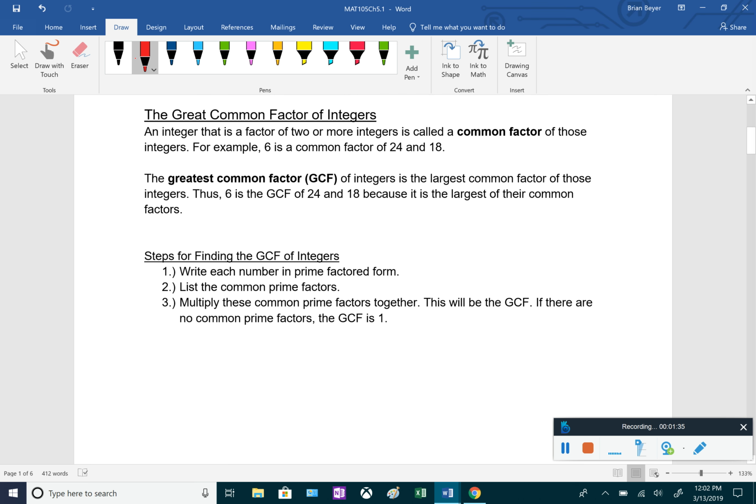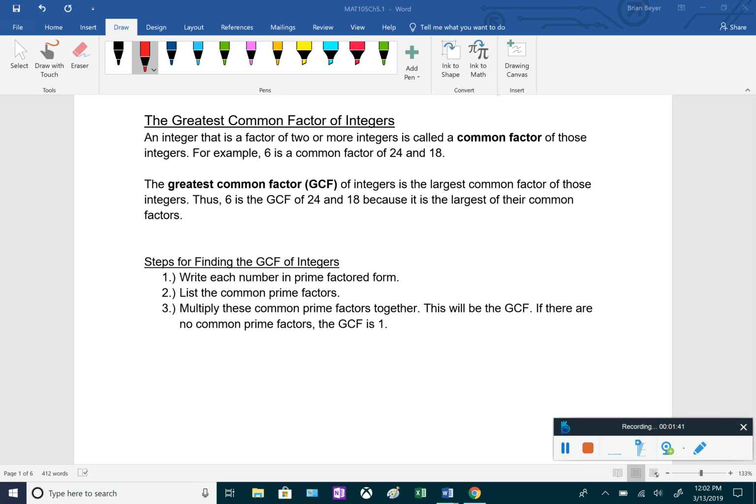Okay, so getting into the greatest common factor of integers, that should say greatest. Now we're going to be dealing with two or more integers and thinking about factors that they have in common. If an integer is a factor of two or more integers, it's called a common factor of those integers. For example, we know that 6 is a factor of 24 because 6 times 4 is 24. 6 is also a factor of 18 because 6 times 3 equals 18. That means 6 is a common factor of 24 and 18. They just share the same factor.